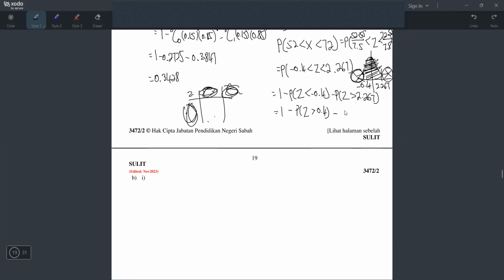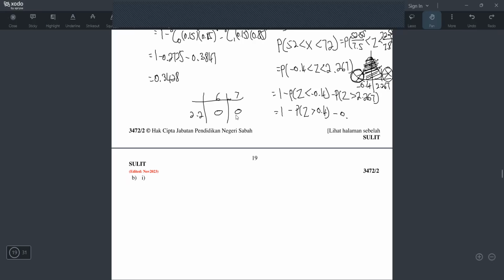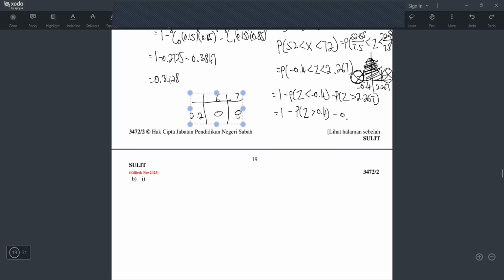If it's already bigger positive, means I can straight away look at the table already. It will be 0 point something, but I have to look at the table. And I already told you, I have to look from outside. So when I look from outside, I will look for 2.2, and then here 6, here 7. So I need this number and this number in the table. That's why I write 3 decimal places, because you can't even read until 4 decimal places. So let's go to the table now and get this value and this value.